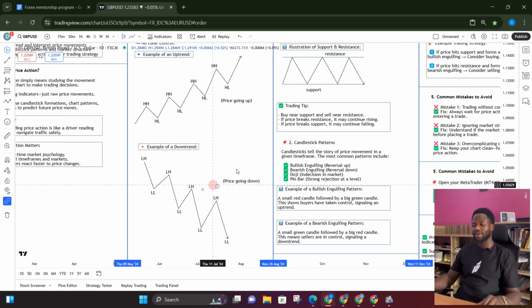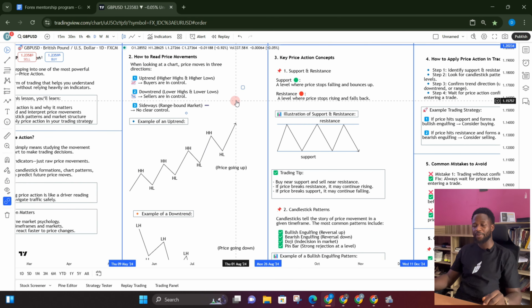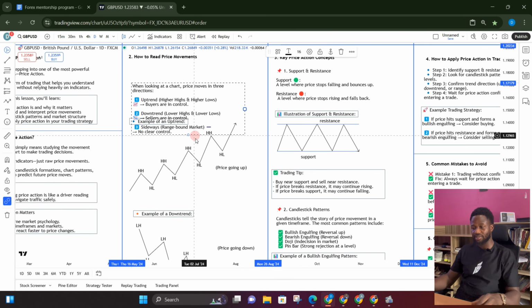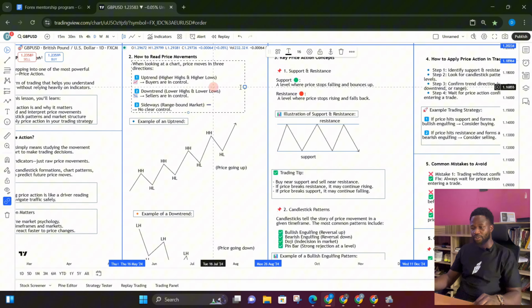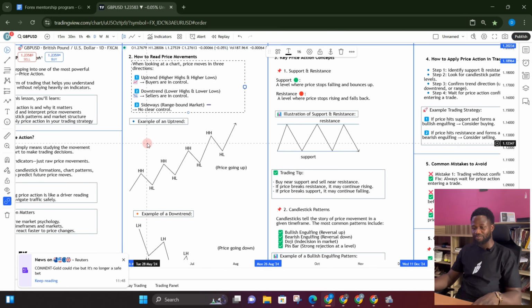In that case, whenever you see price going down, what it means is that sellers are in control. Simple as that. All right, moving on to the next one.